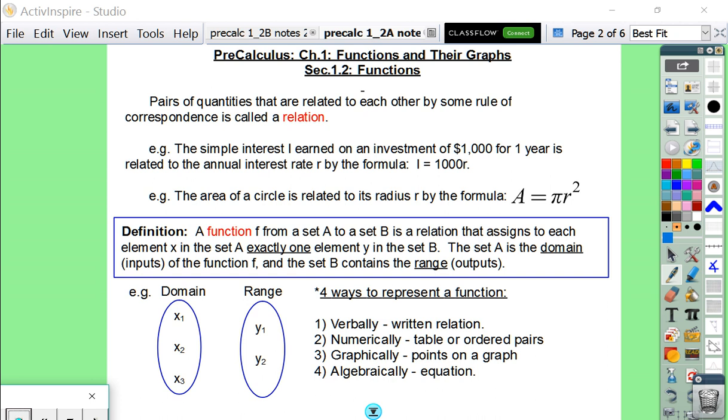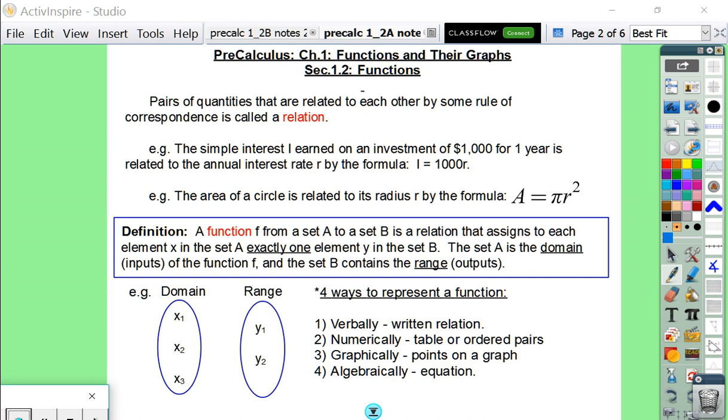Look at functions. So pairs of quantities that are related to each other by some kind of rule of correspondence is called a relation. So anytime we have two variables that have a relationship to each other, we call it a relation. So for example, we have the simple interest earned on an investment of $1,000 for a year is related to the annual interest rate R by the formula I equals 1,000 times R. Or the area of a circle is related to its radius by the formula A equals pi r squared.